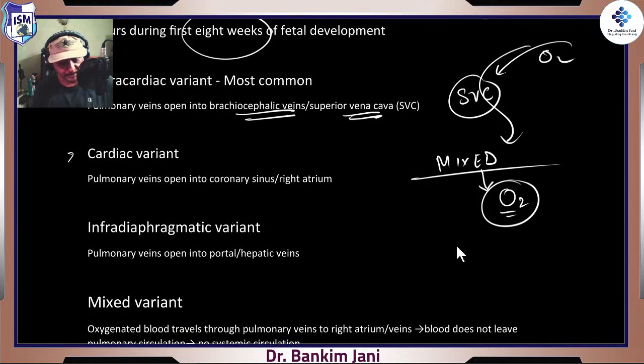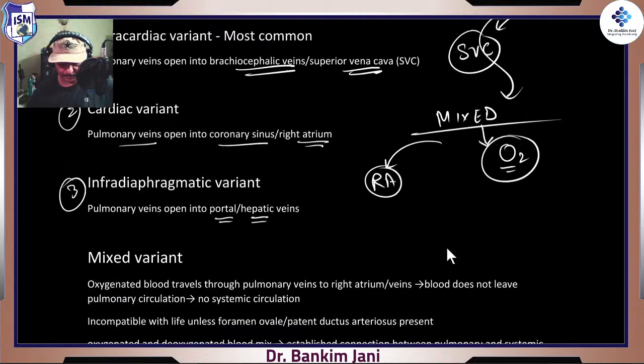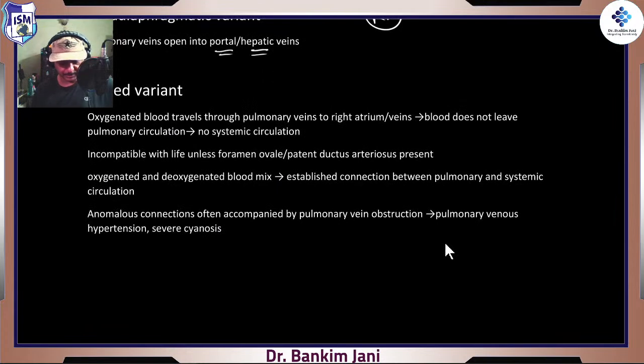This is another variant, the cardiac variant, in which the pulmonary veins open into the coronary sinus or right atrium. Watch it, that right atrium is where those pulmonary veins are opening. Then infradiaphragmatic, when they are opening into portal or hepatic veins. Obviously in this third one, it will lead to hepatomegaly, the liver would be enlarged. And then there can be some mixed variant.